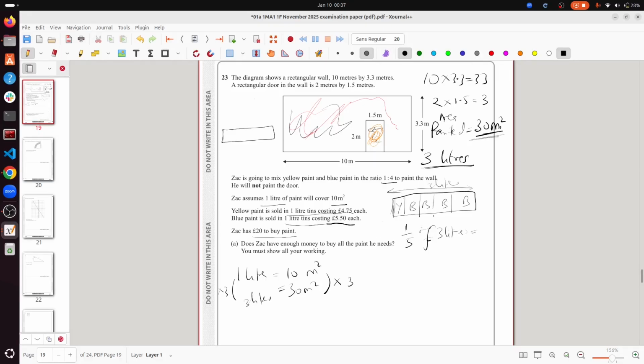is 3/5, which is 0.6 liters, and that's for the yellow. And we have 4/5 of the 3 liters for blue, and that gives me 2.4 liters. And since they are sold in 1 liters, for yellow we will just need 1 liter.